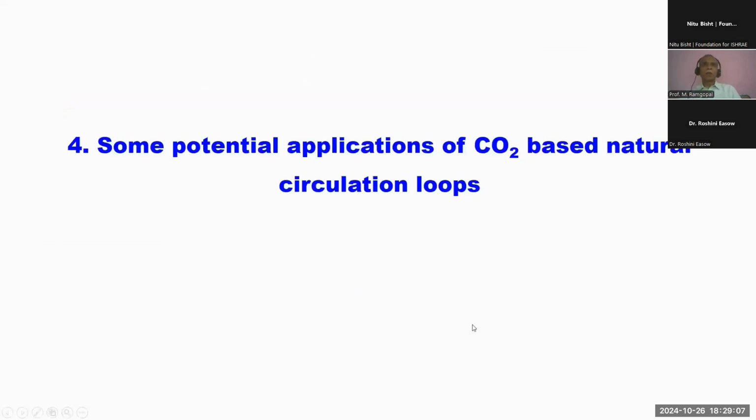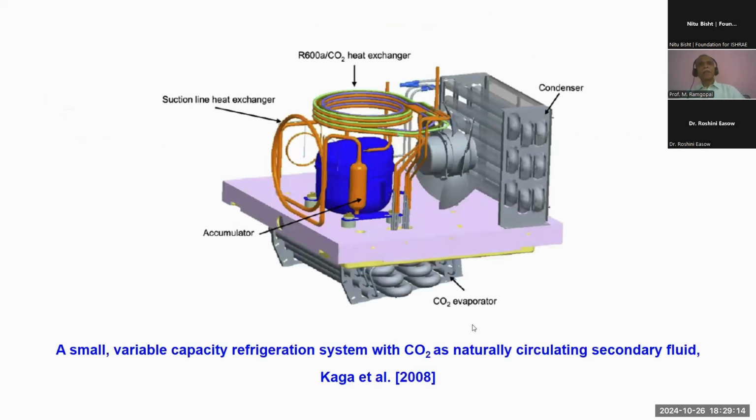So what are the potential applications of carbon dioxide based natural circulation loop? There are many applications. This is a very interesting study. This was actually carried out way back in 2008 in Japan. So this is actually a small air conditioning system where isobutane is used as the primary refrigerant, and carbon dioxide is used as a secondary fluid in natural circulation.